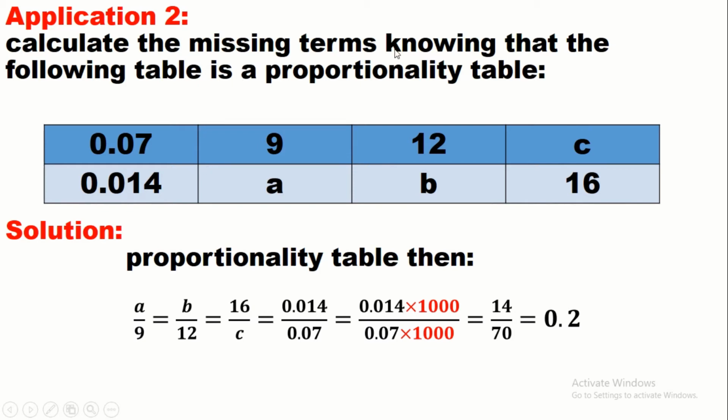Well, how to use the proportionality ratios if we have them in proportionality tables? How to use them in order to determine the unknowns like A, B, and C. First of all, we have proportionality ratios, and we have the same ratio in all cases. If we divide like here, 0.014 over 0.07, we will get the answer 0.2. Well, what about A over 9? Sure, we start by 0.014 over 0.07, the same method in all of the table. A over 9 equals B over 12 equals 16 over C equals 0.014 over 0.07, which gives us 0.2.